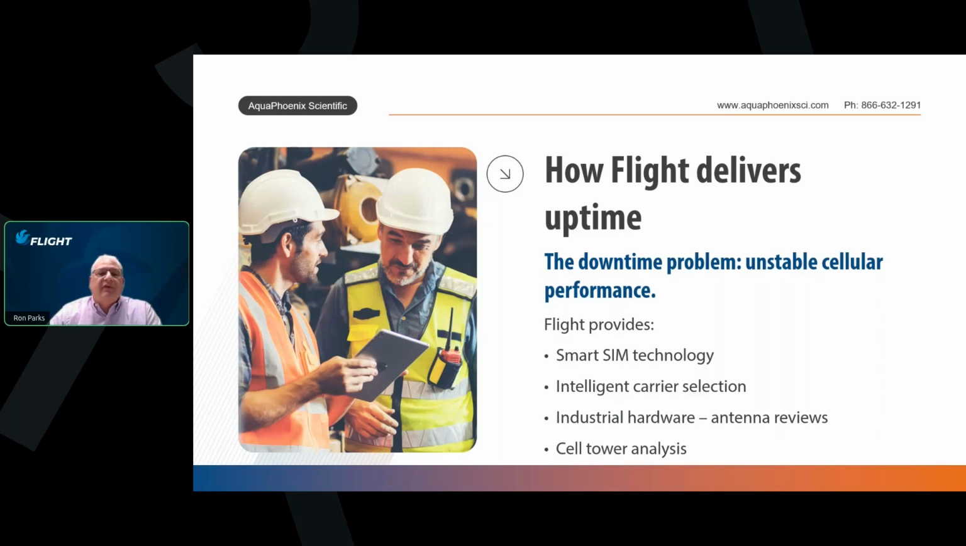So how does flight deliver uptime? The downtime problem often starts with what? Unstable cellular performance. So flight addresses this a couple ways. It utilizes smart SIM technology. It utilizes intelligent carrier selection. We utilize best in breed antennas to ensure greater success in cellular connectivity. And there's even some cell tower analysis that we can do to ensure that you're getting the connection at the best location.